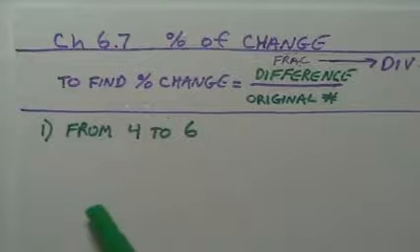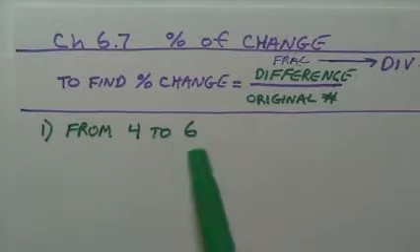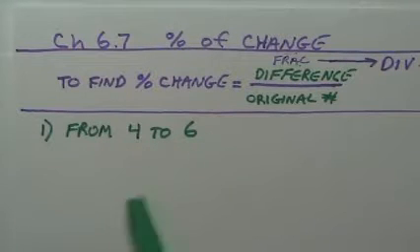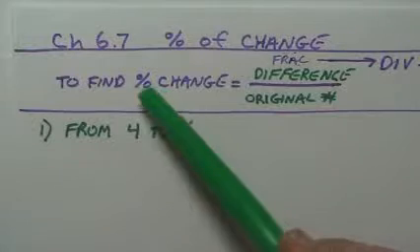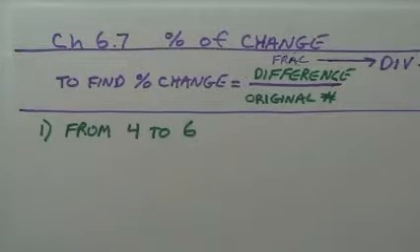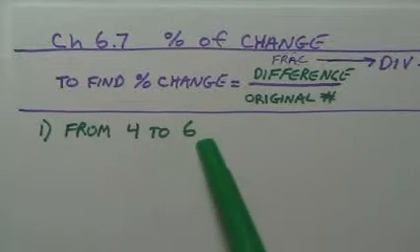We're going to do 5 examples. Our first one is from 4 to 6. The number changes from 4 to 6, and we want to find out what the percent change is from 4 to 6. Is that a 10% change, a 20%, 100%? How much change is it from 4 to 6?